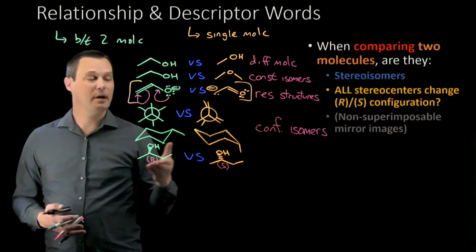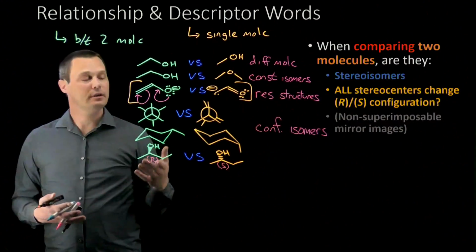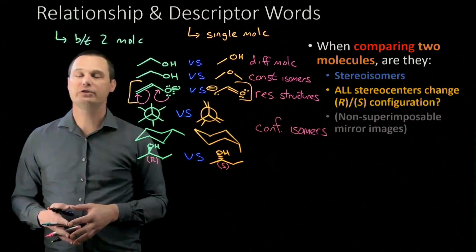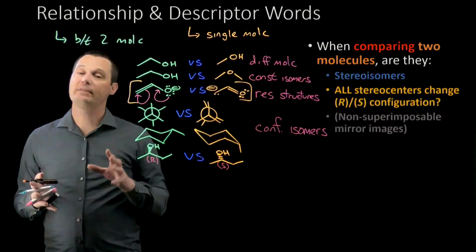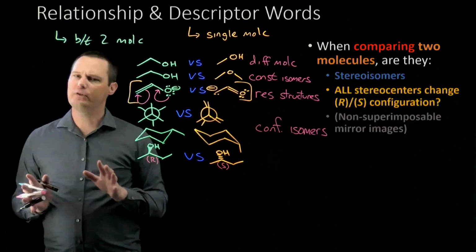If we decide that a pair of molecules are stereoisomers, we can next look and see if all of the R and S stereocenters change their configuration. That is a mnemonic way of looking at this relationship. You may not have gotten to R and S stereocenters yet in your course. If you haven't, don't worry about it.